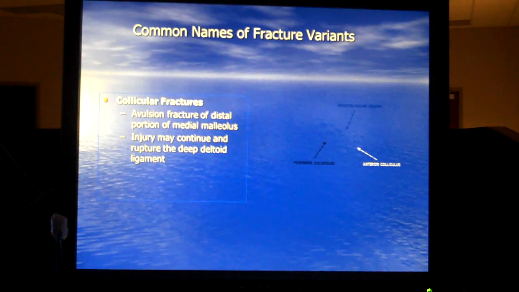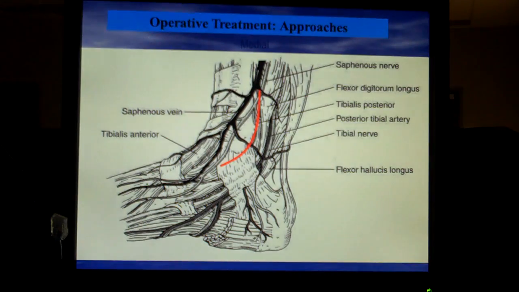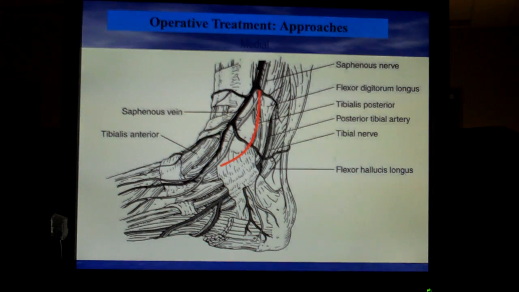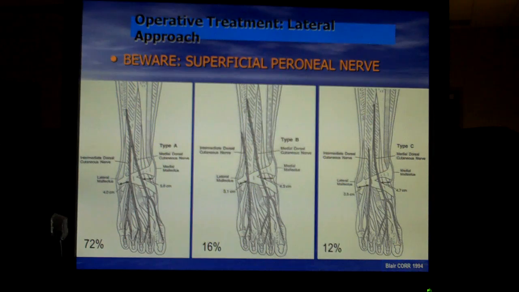So collicular fractures we talked about, anterior, posterior. So operative approaches we talked about. We all know these. The medial approach, it's just a saphenous nerve really. It's the only thing that you can really injure, and if you injure it, it's not a big deal. There's one thing about colliculus fractures. They're supposedly highest associated with snowboarding injuries. Snowboarding injuries? Okay, that's interesting. I thought talar necks were the snowboard injury.